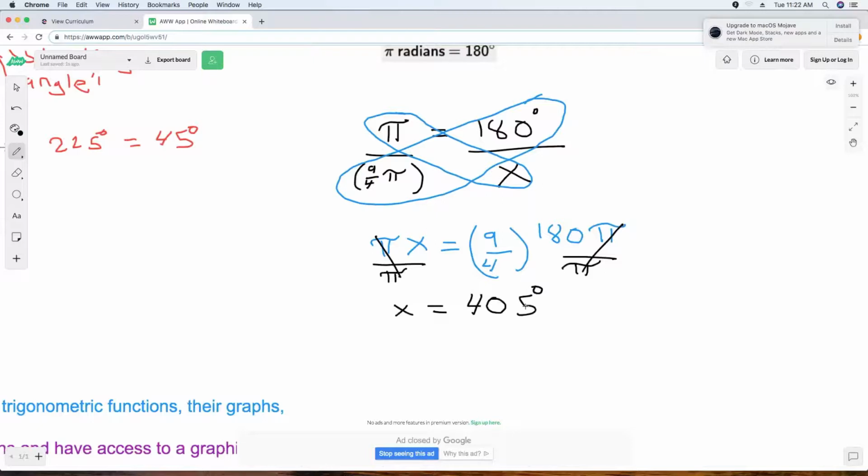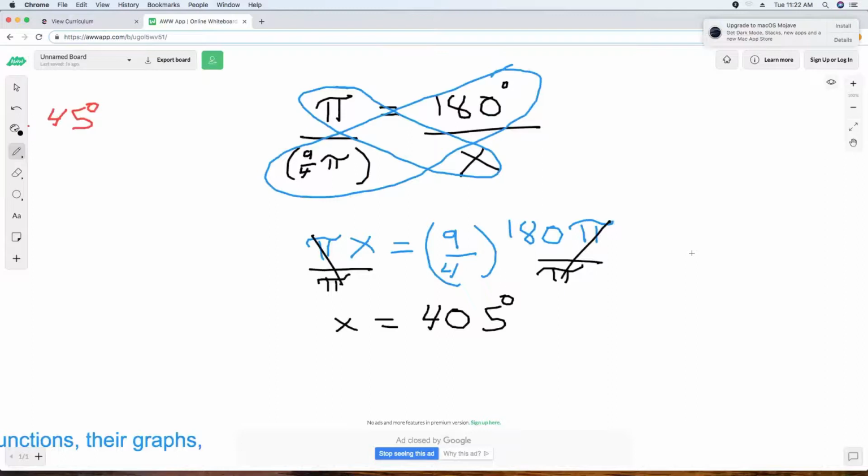Okay, so 405 degrees. Now, what type of angle is this? Is this a 30-degree angle? Is this a 60-degree angle? Is this a 45-degree angle? If I divide this by any of these, that's how I'm able to find out. So the reference angle for this one is actually 45 degrees. It's like the starting angle. And I got this by dividing 405 by either one of those.